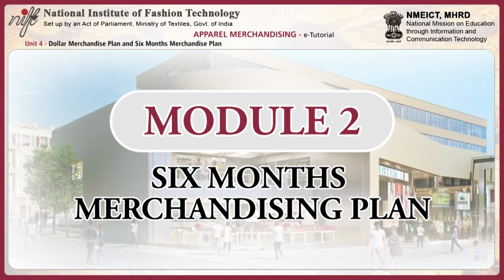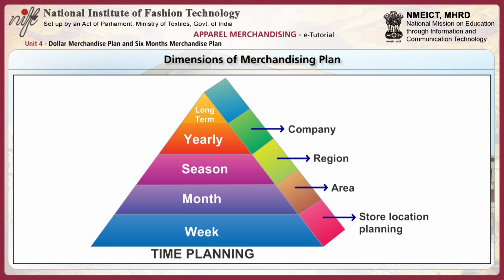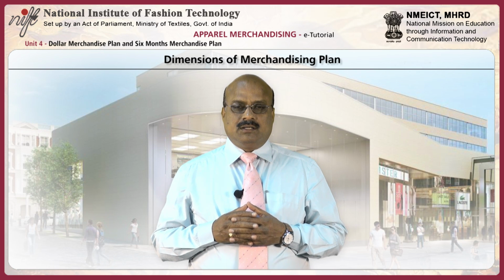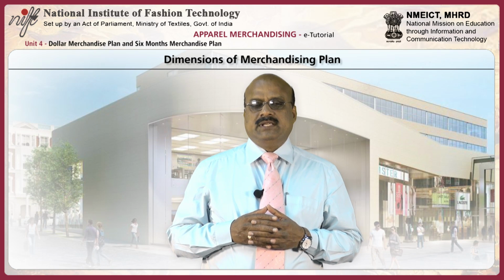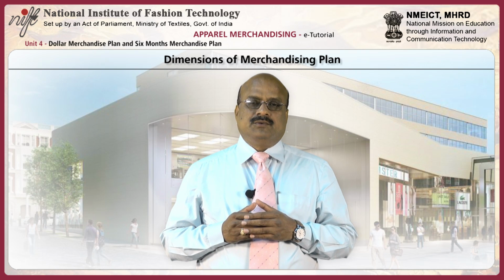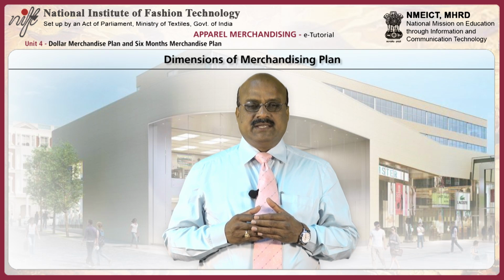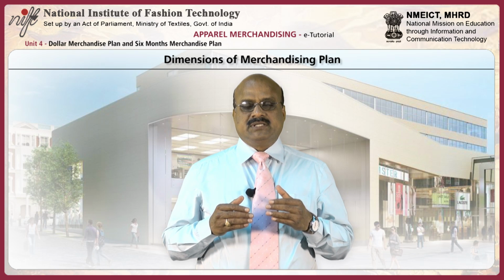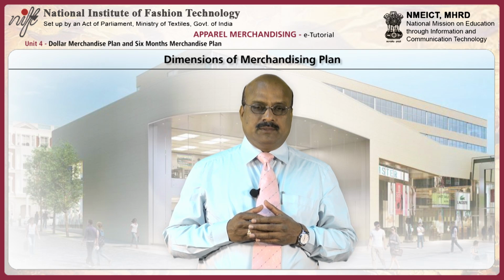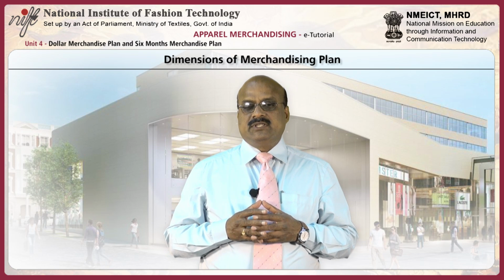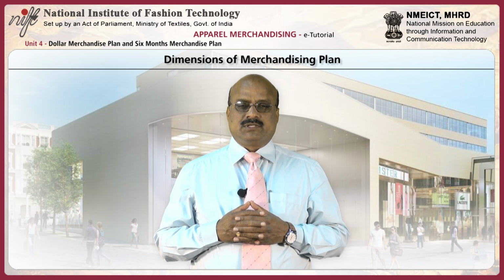This module focuses on the six months merchandising plan. Let us begin by examining the dimensions of merchandise planning. There are three basic steps. One, sales forecast; second, determining the merchandising requirements; third, merchandise control, the open to buy. Let us begin with step one, the sales forecast.